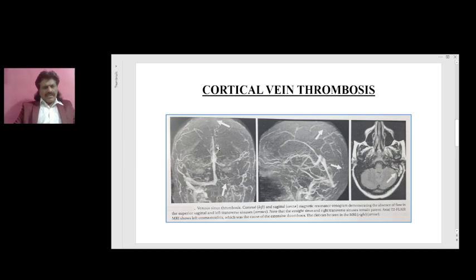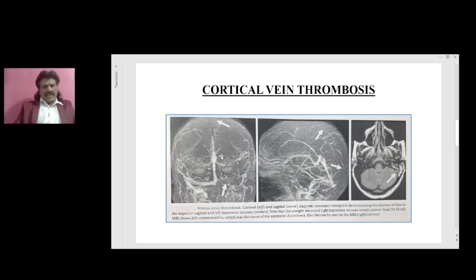Also, if you see the transverse sinus, this is the right transverse sinus and this is the left transverse sinus. Here again there's an absence of flow in the left transverse sinus, depicting transverse sinus and superior sagittal sinus thrombosis. Note that the straight sinus and right transverse sinus remain patent. So the transverse sinus on the right side is patent, but in the left transverse sinus there's a flow void. Likewise in the superior sagittal sinus there is also a flow void.